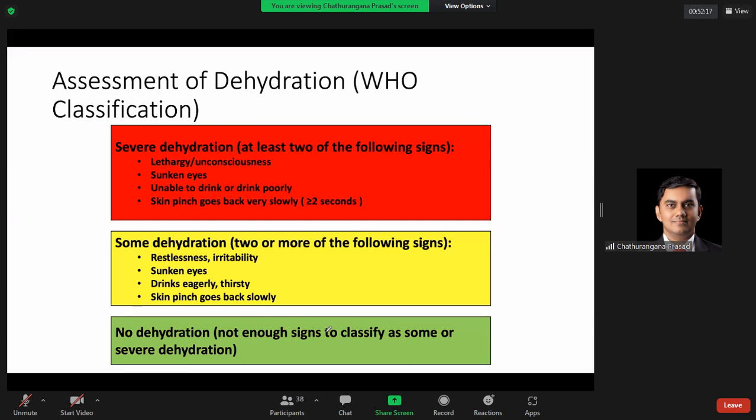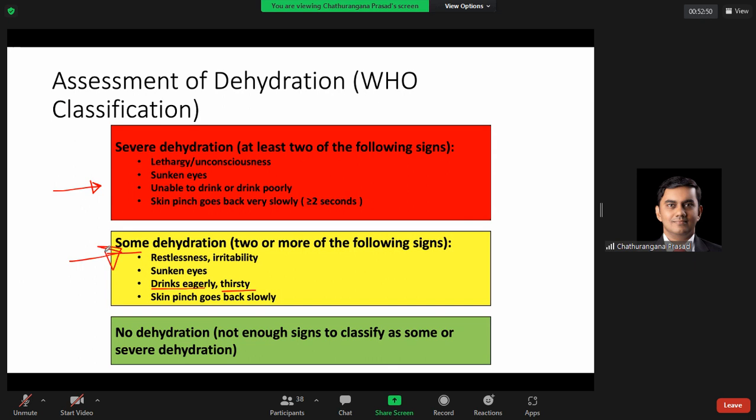You can look it up in the WHO guideline, but the practical aspect is if the child complains of thirst and asks for water all the time, that means there is some dehydration, right? So the child complains of thirst and readily drinks water. The other features may or may not be there. But if the child is lethargic or drowsy and unable to drink, then you call it severe dehydration. So that's the easy way to remember.